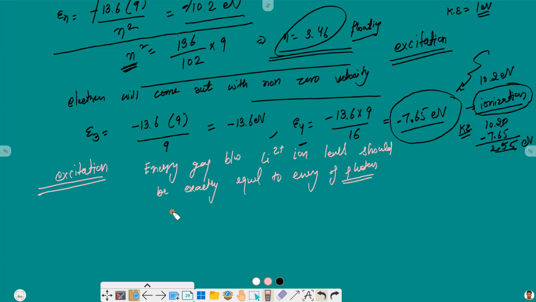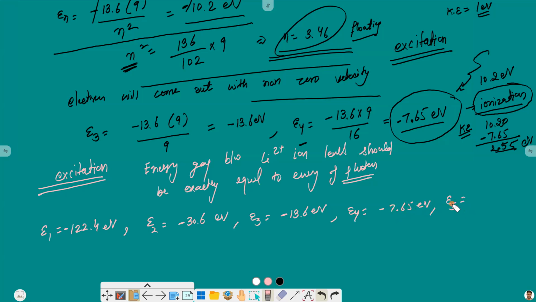What does it mean? So let me show it. The first level of lithium has an energy of minus 13.6 multiplied by 9, that is negative 122.4 electron volt. Now for the second one, it is minus 30.6 electron volt. For the third one, we have already solved, that is minus 13.6 electron volt.